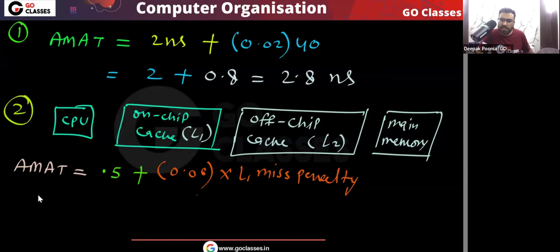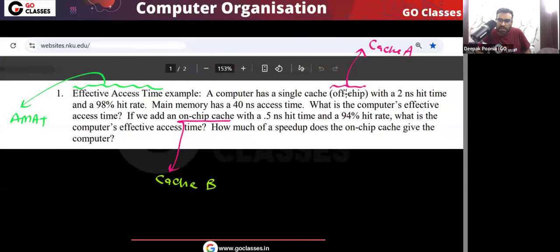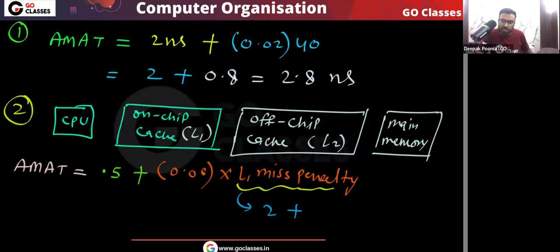Now what is L1 miss penalty? This L1 miss penalty will be equal to L2 hit time plus L2 miss rate into L2 miss penalty. Yes or no? So you can easily see this L1 miss penalty, what I can say, this will be L2 hit time. What is L2 hit time? That is 2 nanosecond. You can see the L2 hit time is basically 2 nanosecond plus L2 miss rate.